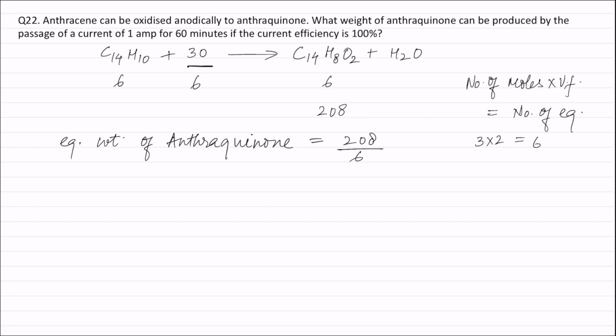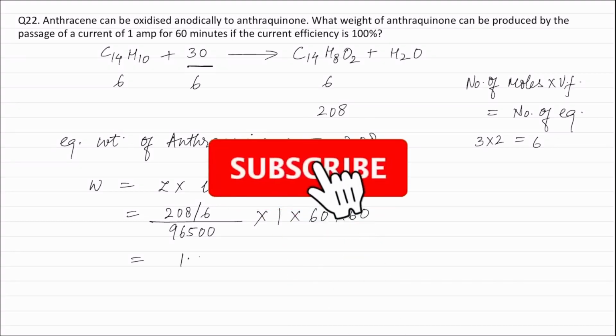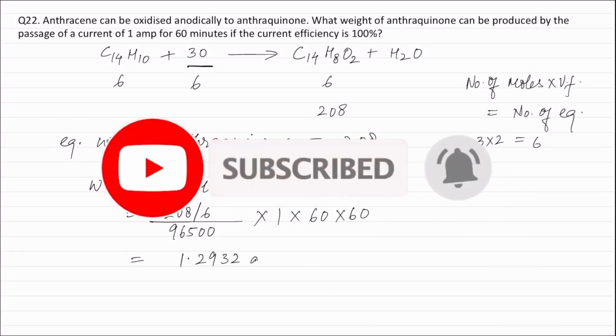Now, applying the formula, W is equal to Z into I into T, where W is the weight of anthraquinone. The value of Z for anthraquinone will be equivalent weight of anthraquinone, that is 208 divided by 6, divided by 96500 coulombs, into current is 1 ampere, into time is 60 minutes or 60 into 60 seconds. Solving this, the weight of anthraquinone will be equal to 1.2932 gram.